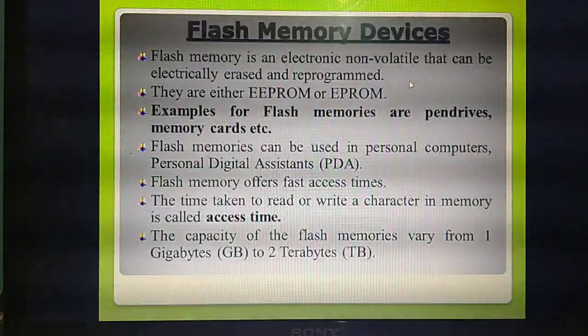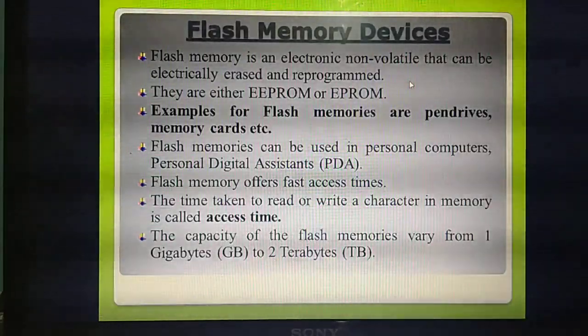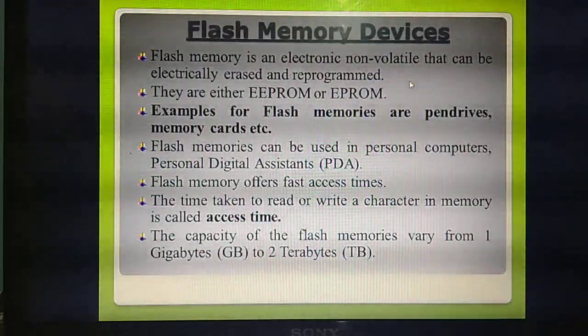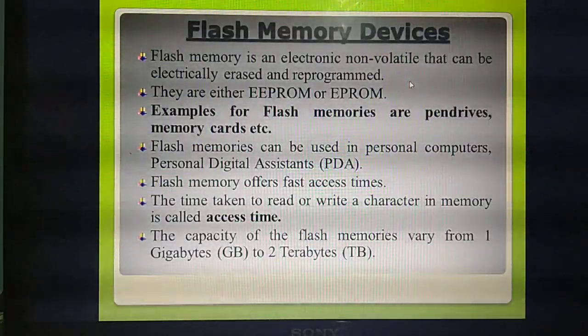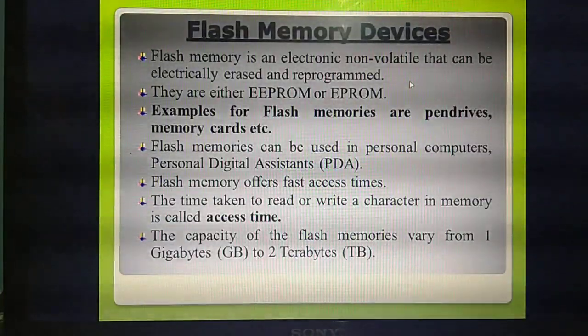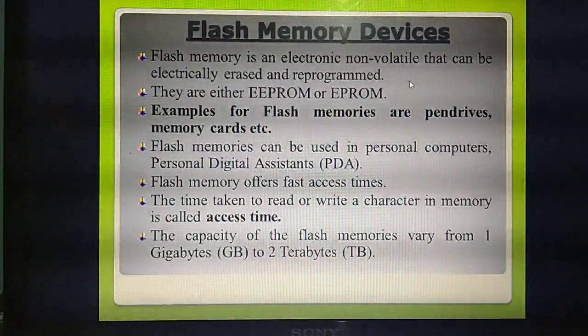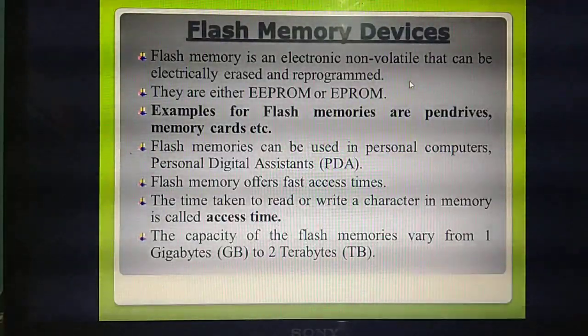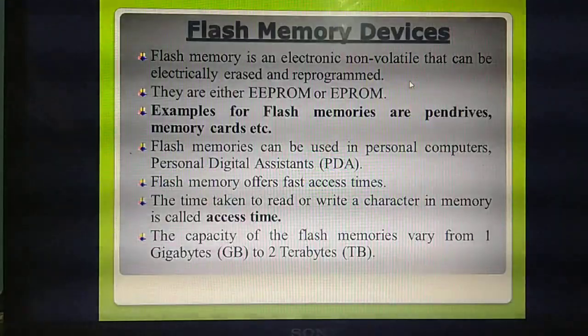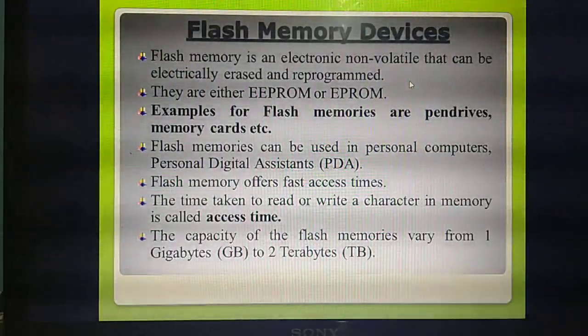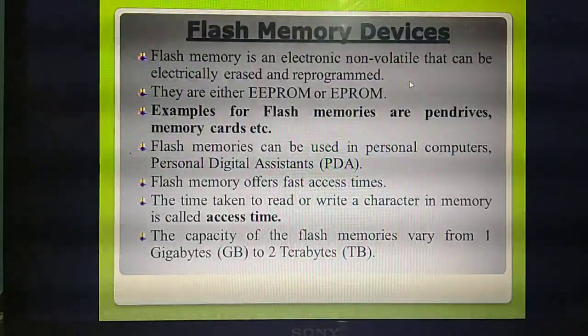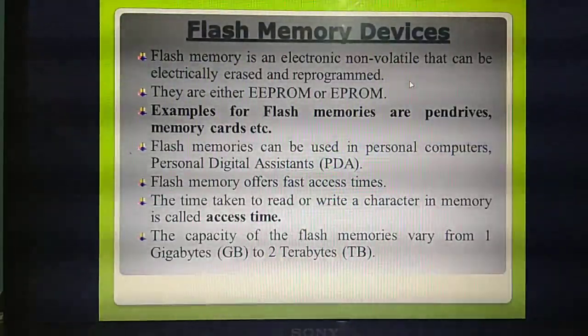Normally you will use this kind of devices in pen drives and memory cards in personal computers. Personal computers mean the computers you are working on in your home, maybe laptops or tabs. You can use them in tabs, laptops, and then your mobile phones. That is called a personal digital assistant, PDA.